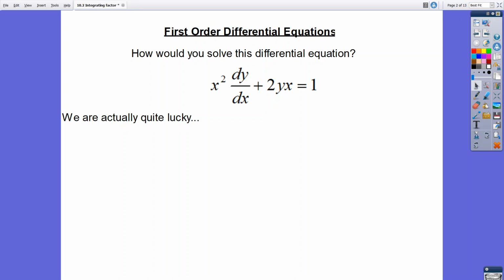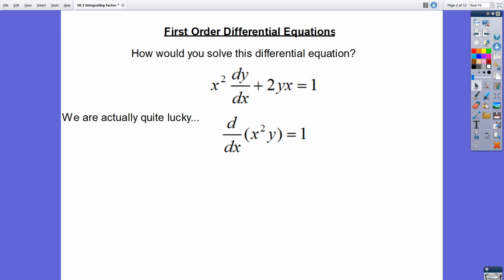The left-hand side is actually cunningly designed so that it is a complete differential. If you think back to implicit differentiation, when you differentiate x squared y, you get first x squared dy by dx and then 2yx. So in fact, the left-hand side can be combined into a single differential.